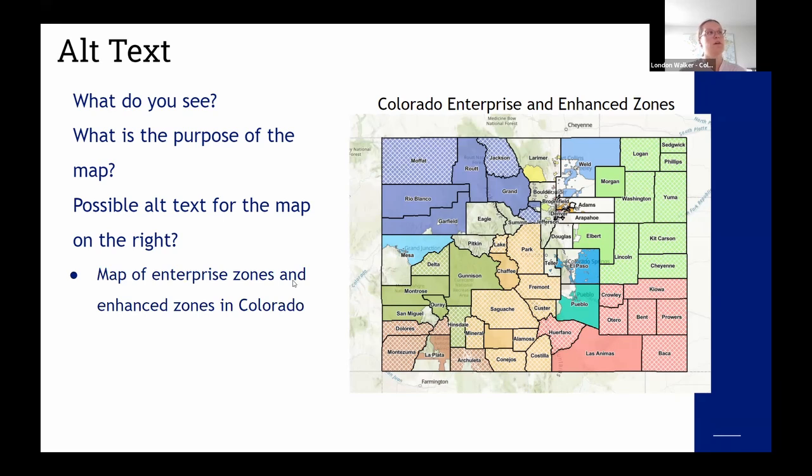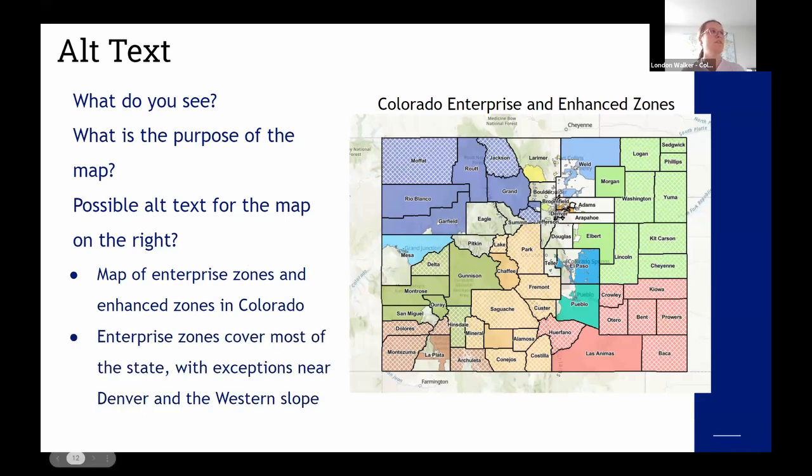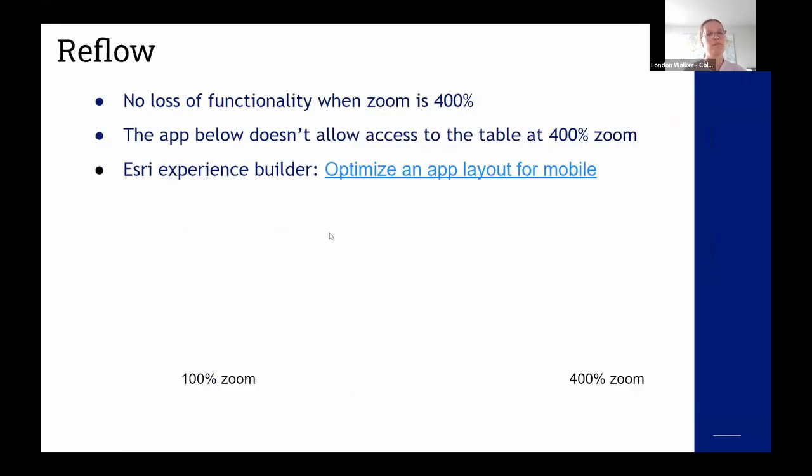One good example of alt text could be: map of enterprise zones and enhanced zones in Colorado. It answers our questions and is concise. But if we wanted to get into the interpretation of the map by explaining patterns, we can add more information in our long description. This new one reads, enterprise zones cover most of the state with exceptions near Denver and the western slope. Now both of these together create a good visual.